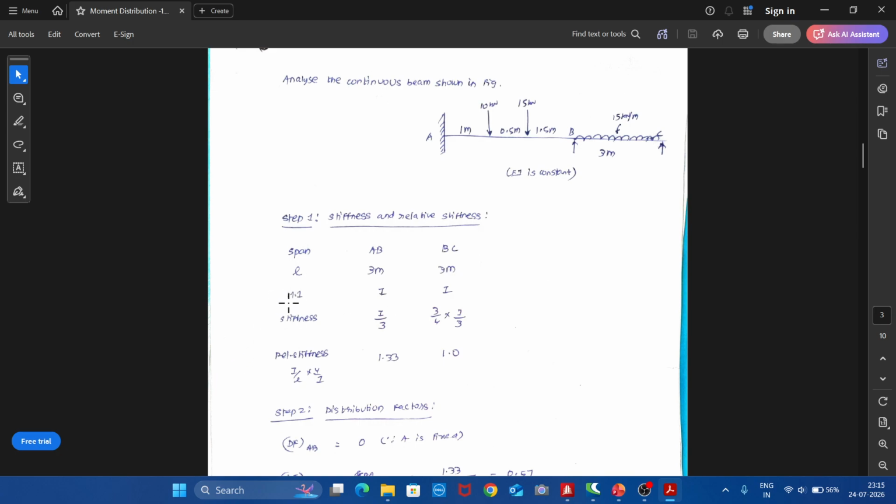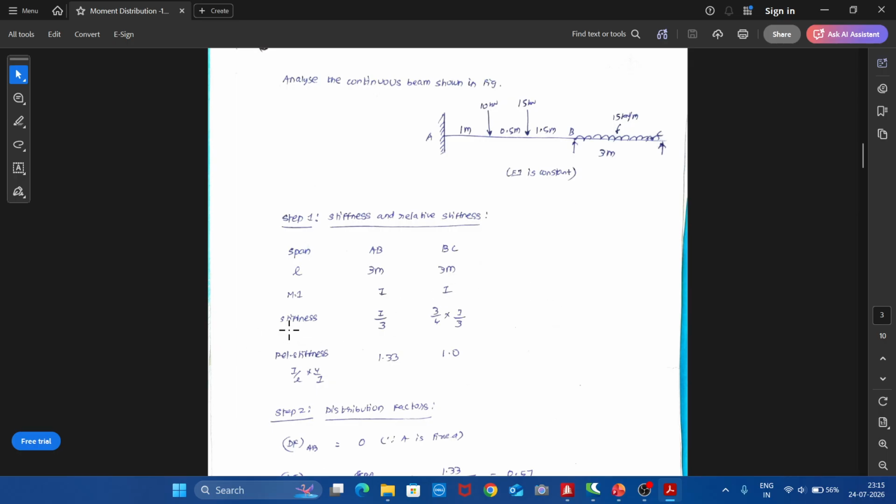Then write the moment of inertia. Since EI is constant, the moment of inertia will be I only. In case we have varying moment of inertia, this may be 2I or I, or 1.5 I likewise. In that case, you need to mention the I values. Here EI is constant, therefore I is the same.